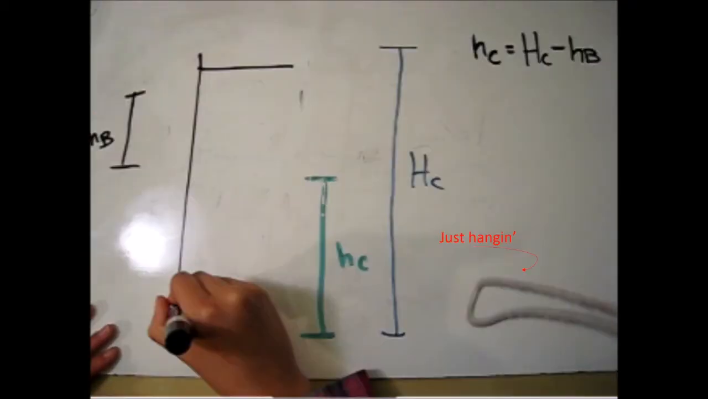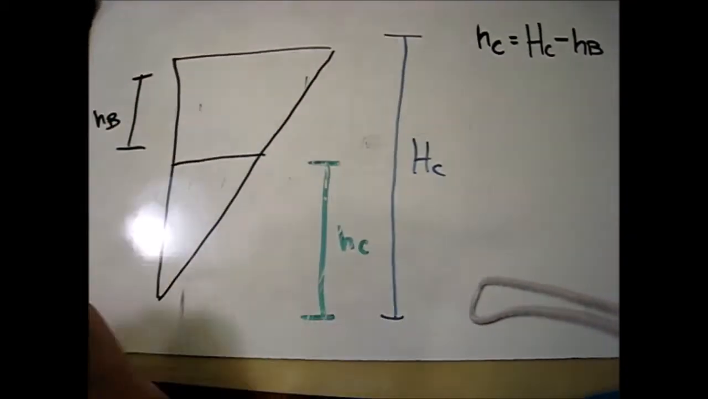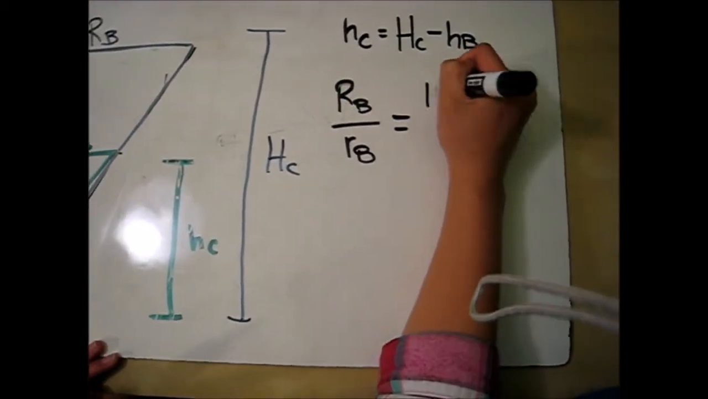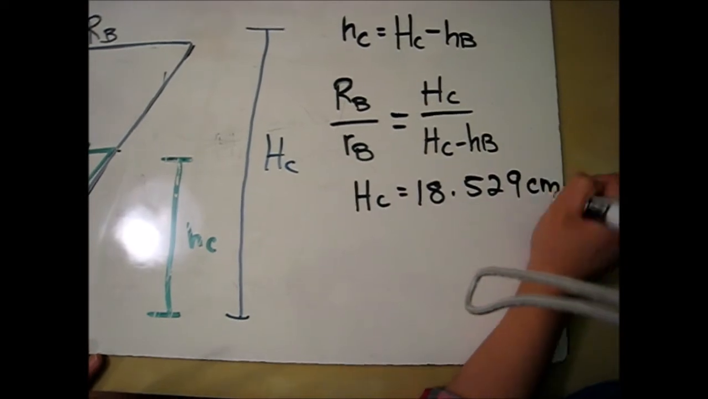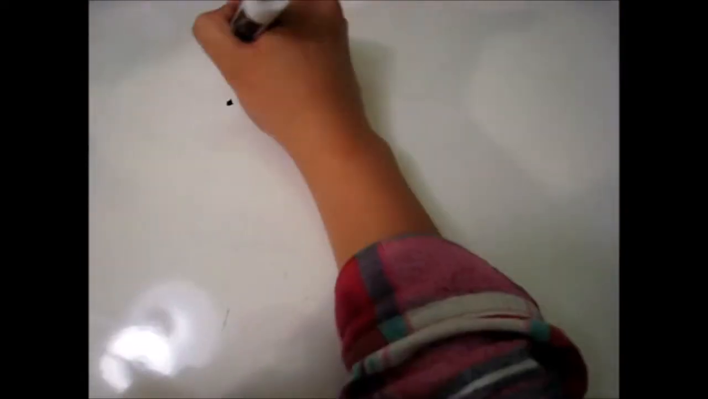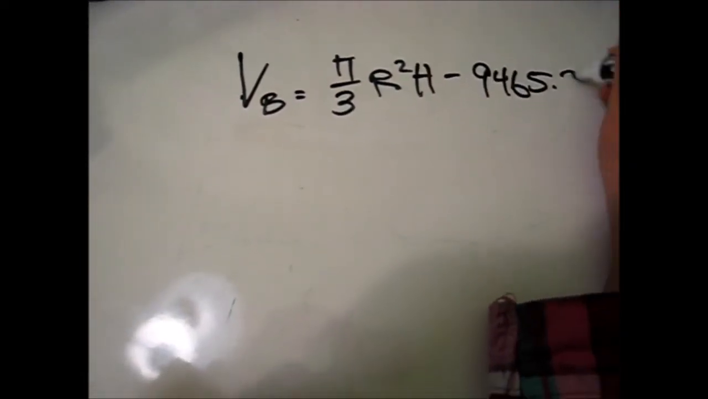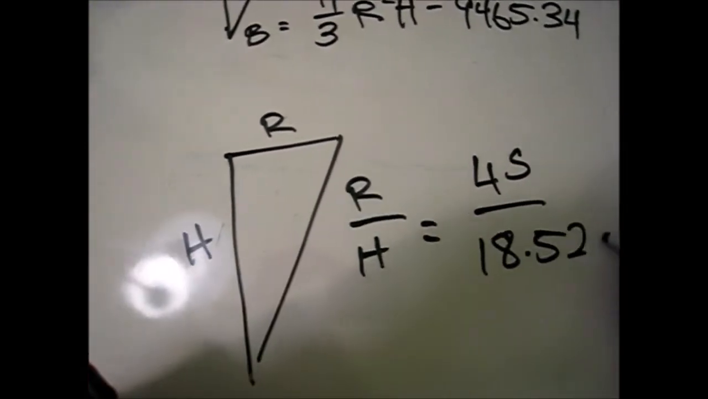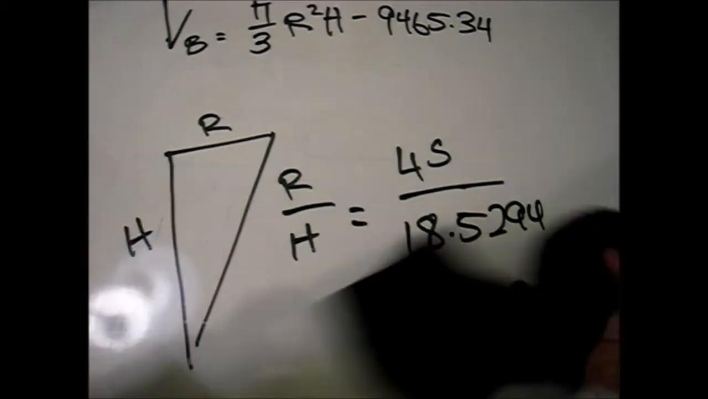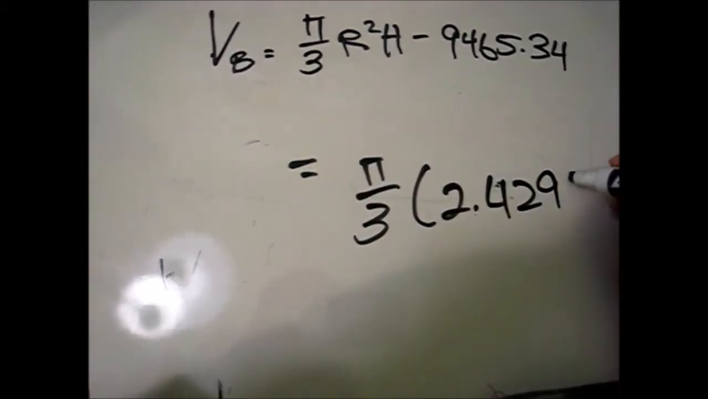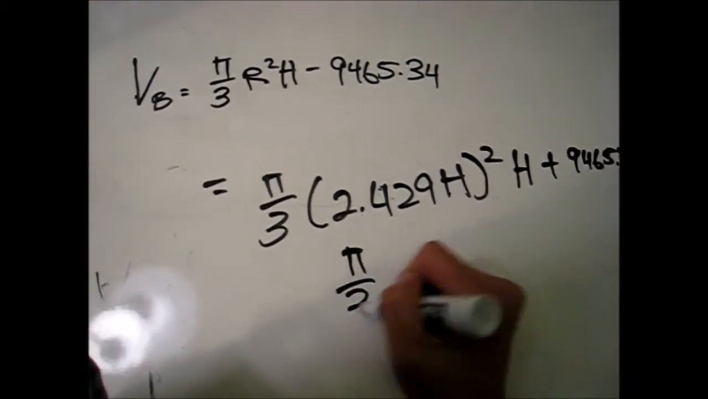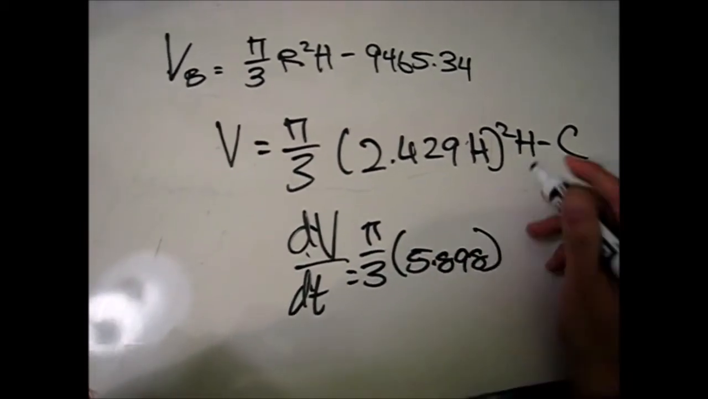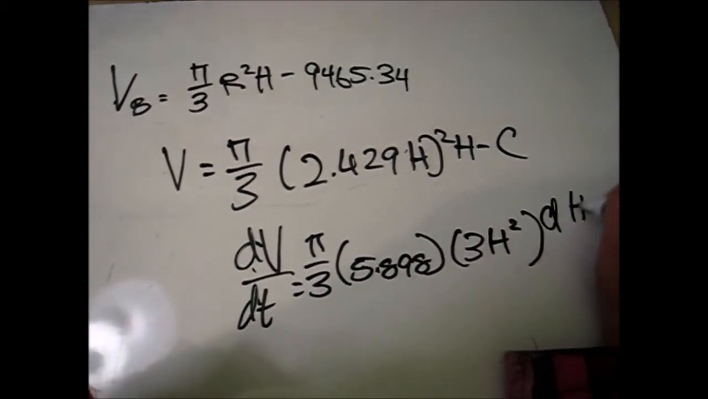Doing this takes a little bit of geometry and algebra, but it's not too hard. Using similar triangles, I found that the height of the big cone is 18.529 centimeters. Plug that in, and now you know the volume of the small cone. To find the rate at which h increases, we'll need to separate the variable. Using a triangle, we'll find that r equals 2.49h. We'll substitute that into the equation and simplify. After deriving the whole thing, we'll plug in dV dt, h, and then we'll be able to find dh dt.